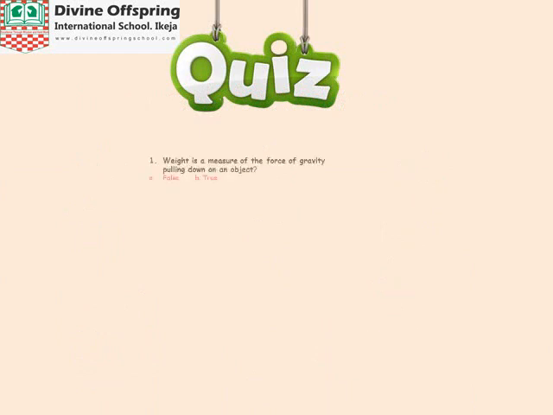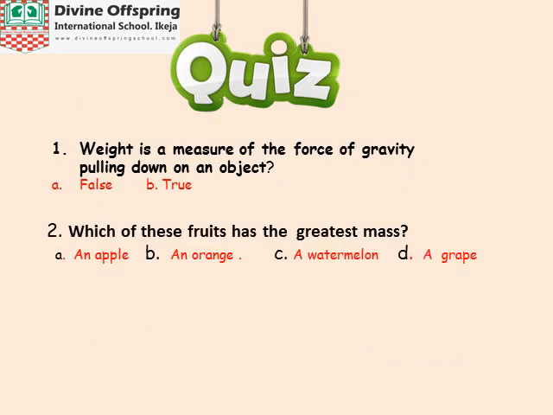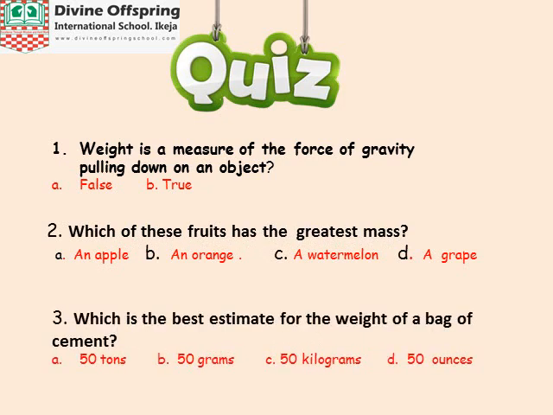Are you ready? Okay. Weight is a measure of the force of gravity pulling down an object. Is that false or true? Which of these fruits has the greatest mass? An apple, an orange, a watermelon, a grape. Which is the best estimate for the weight of a bag of cement? 50 tons, 50 grams, 50 kilograms, or 50 ounces? Pause this video, attempt these, play it back, and let's continue.